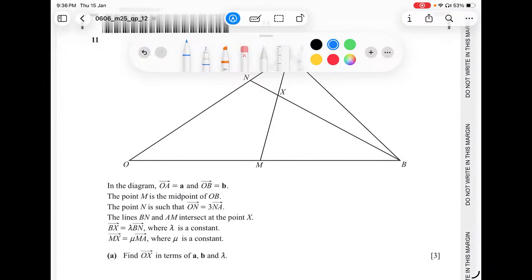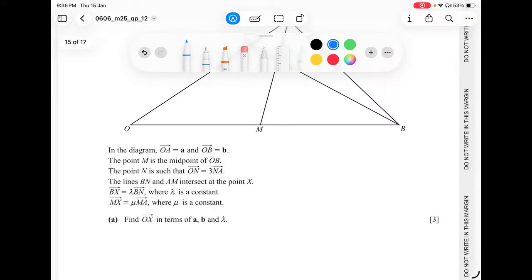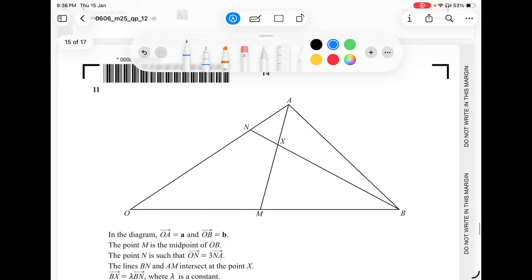Now let's move on to question 11. 2 more questions to go, 11 and 12. In the diagram, OA is the vector OA, so that is going to be A. OB is going to be B. The M is the midpoint of OB. So that means from here to here it's going to be half B, and from here to here it's going to be a half B.